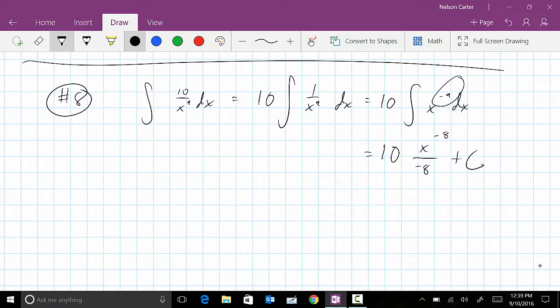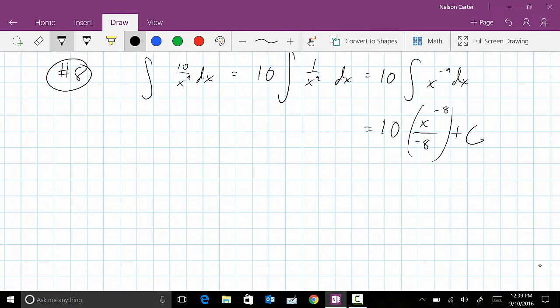Why? Because you added 1 to this, and when you add 1 to negative 9, you get negative 8, and you have to divide by the same thing. That's why we divided by negative 8 plus a constant. And you got to fix this up a little bit. So you can take a 2 out of both, and you're going to get negative 5 over 4 x to the power negative 8 plus a constant.